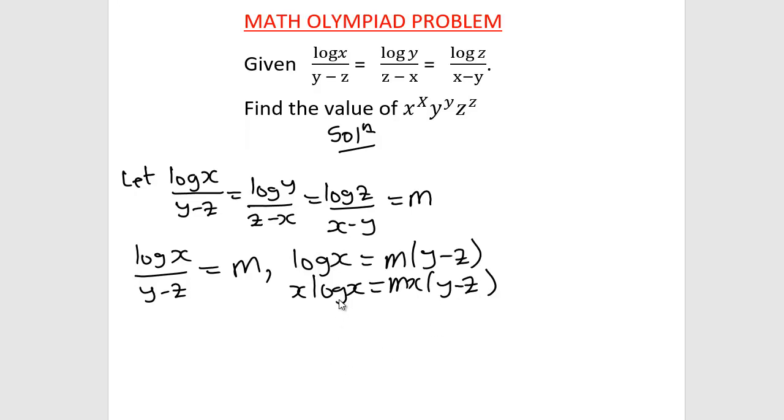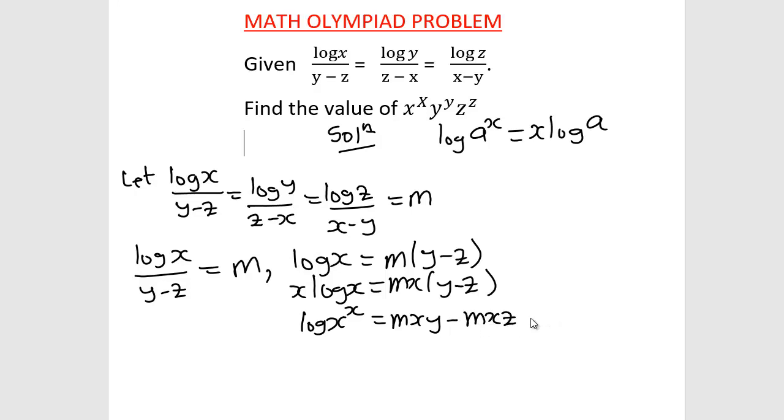Now we are having x log x over here. And with logarithms, if we have, for instance, log of a to the power x, we can write this as x log of a. So when we compare this with this, we can convert this to this form. So we can write this term as log of x to the power x is equal to, then we expand this, mxy minus mxz. So let me call this equation 1.